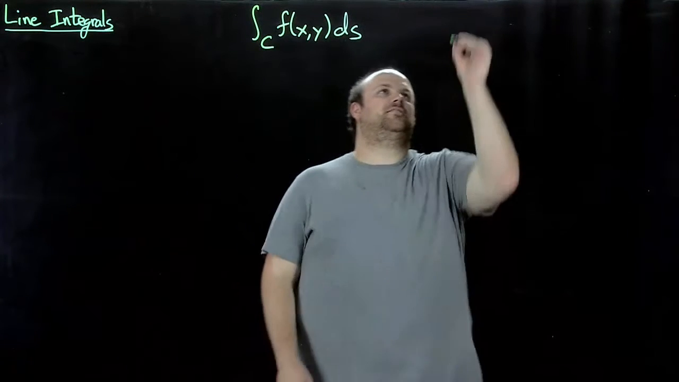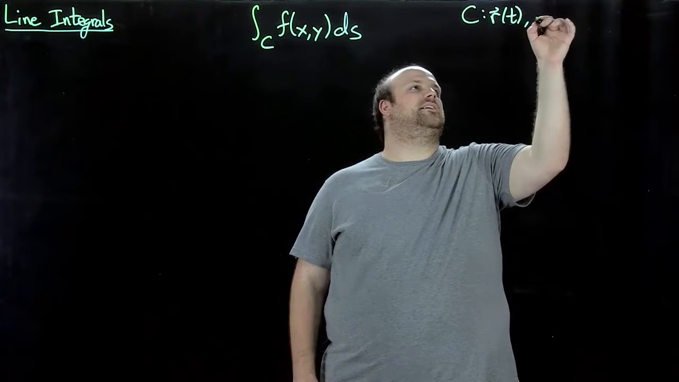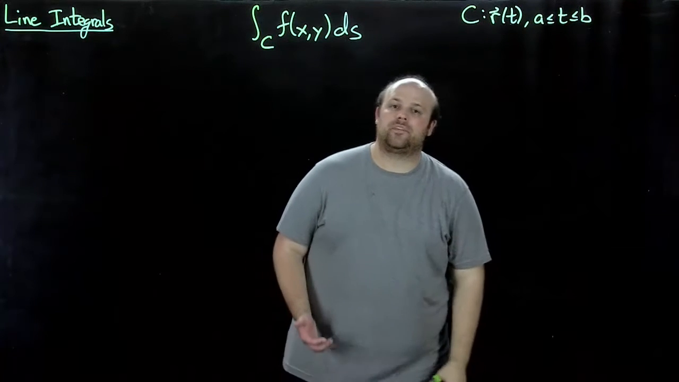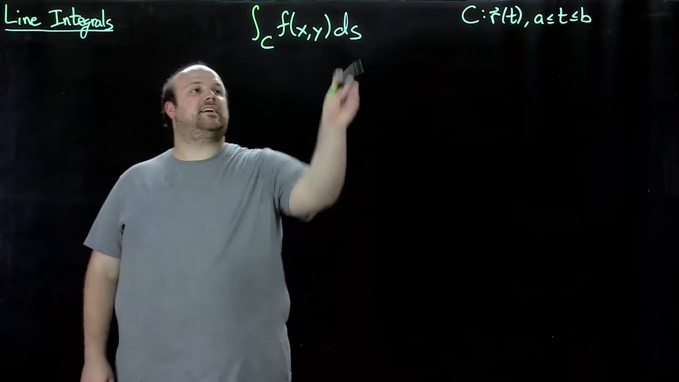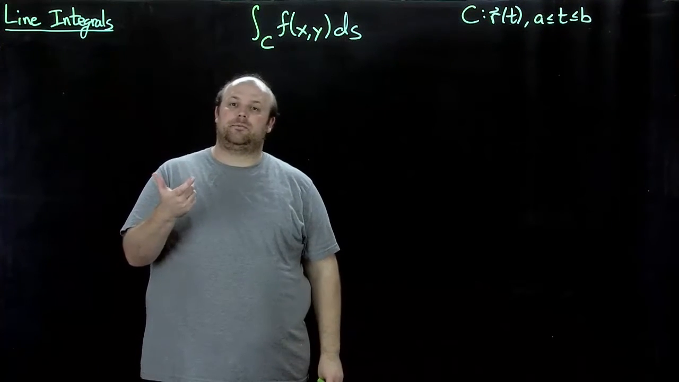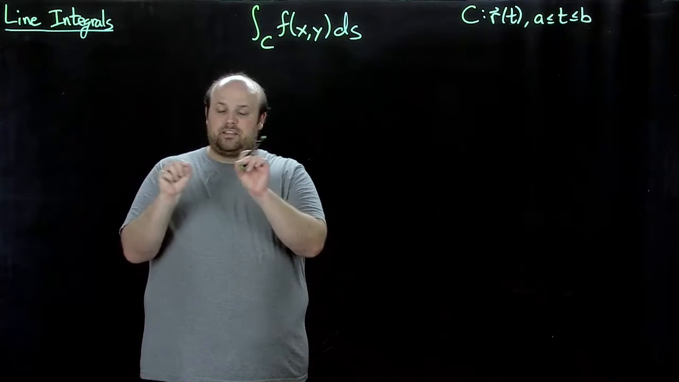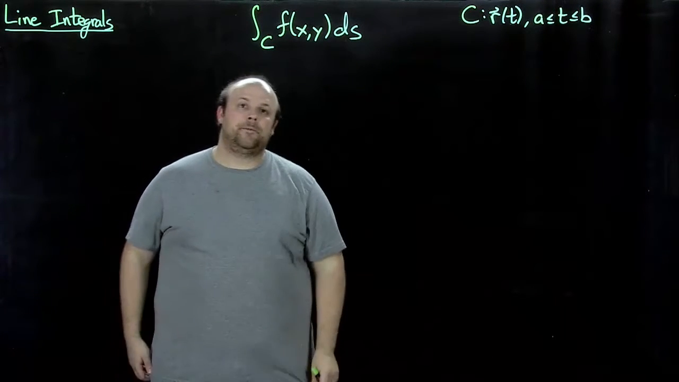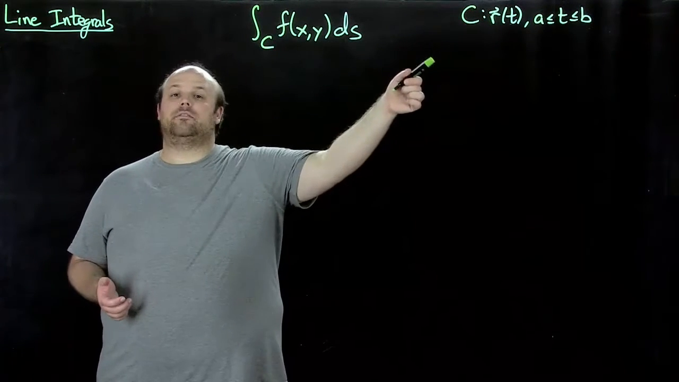So let's remind ourselves over here that C has a parametrization given by r of t, where t ranges between a and b. All right? So how do we actually go about computing this guy? So remember what ds is. It's an infinitesimal arc length. And in the Riemann sum, it was given by this delta s_i, which was the arc length of that little piece between, is it i minus 1 and i? Right? So how would we find the arc length of a piece of that curve?